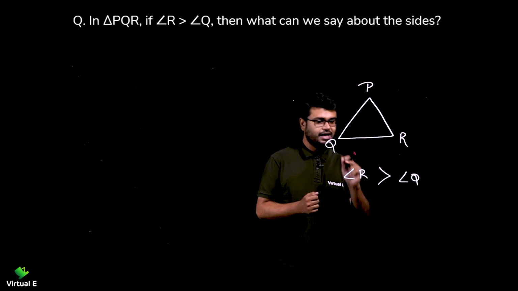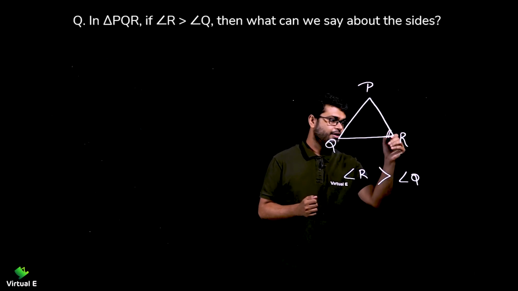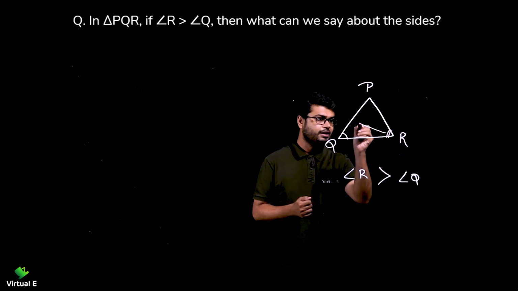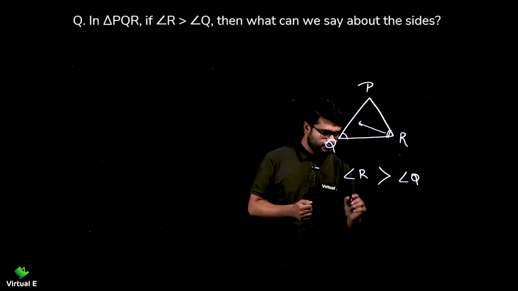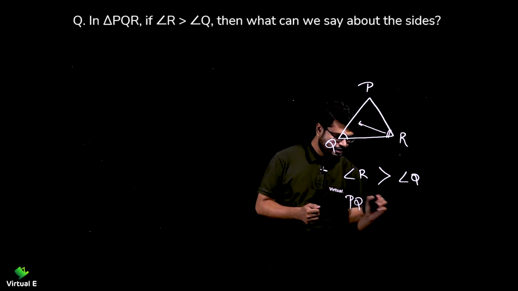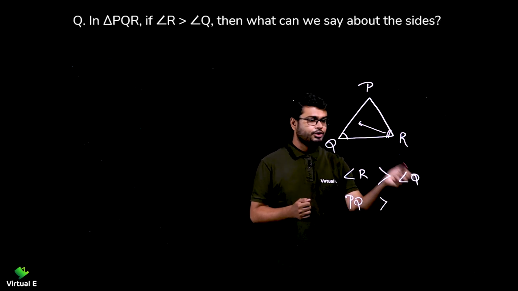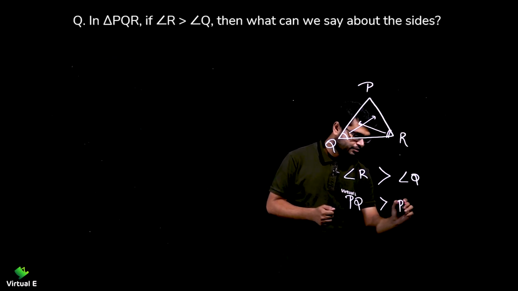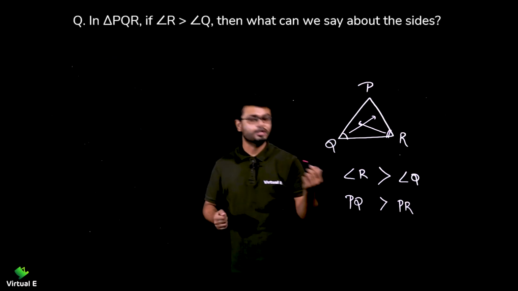So let's start with angle R. Angle R is over here and angle Q is over here. So the side opposite to angle R is what? PQ. So let's write PQ here, greater than, and opposite to angle Q is what? PR. Very simple to do, right? This is just the conclusion.